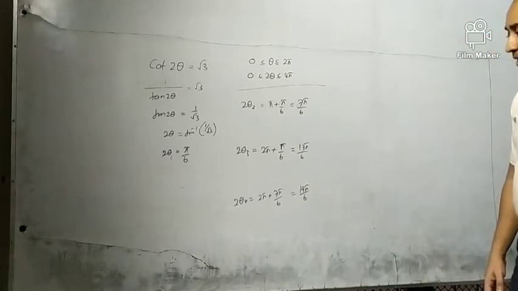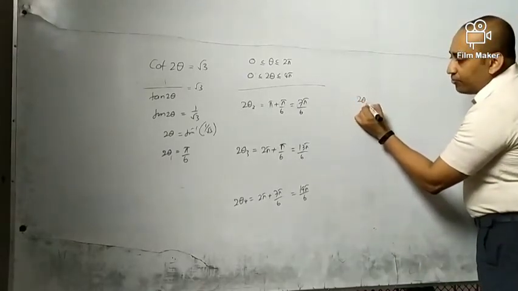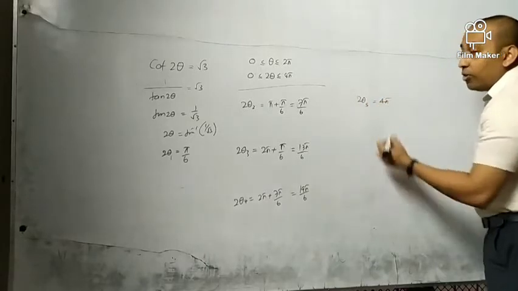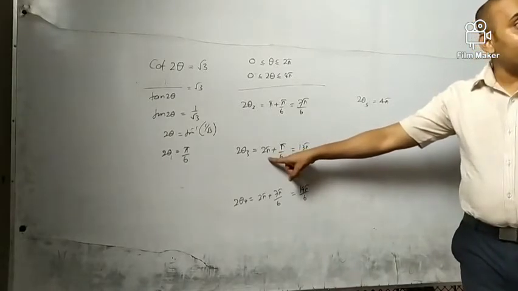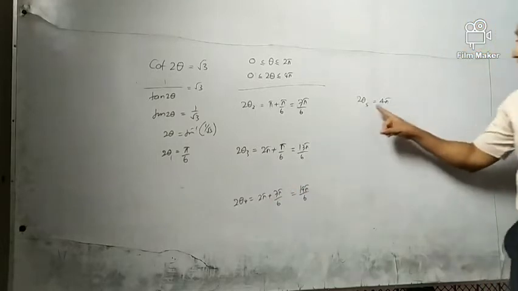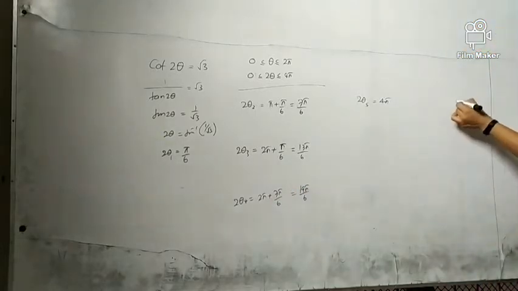Can we go a little bit further? Yes, we can. So you can say 2 theta 5 equals 2 pi into 2, which is 4 pi. This one came from 2 pi into 1, this one also 2 pi into 1, and this one came from 2 pi into 2. Because the relationship is how much?